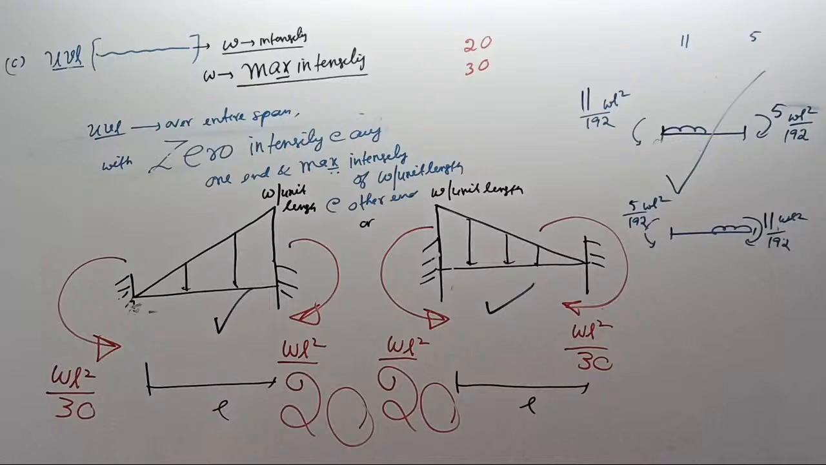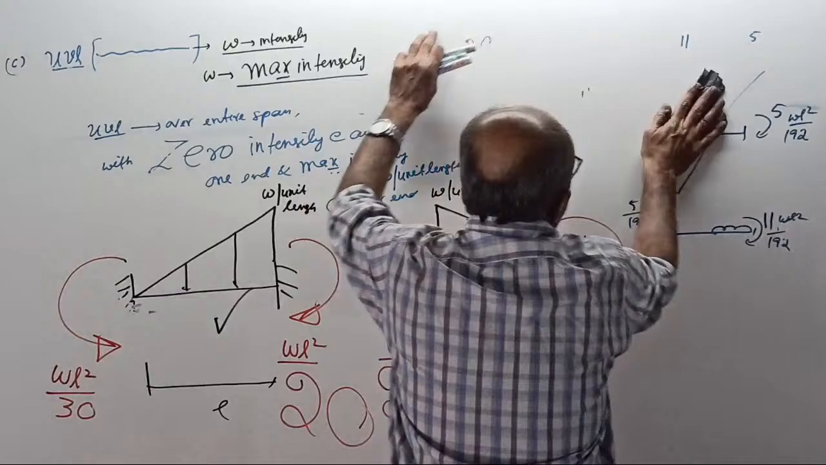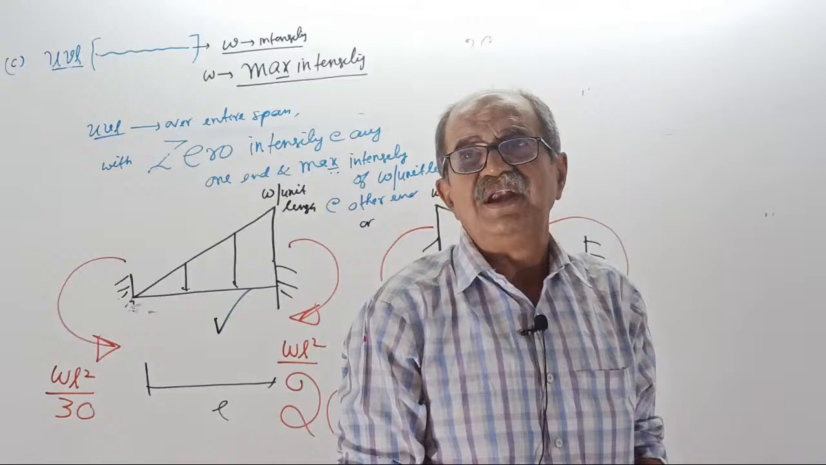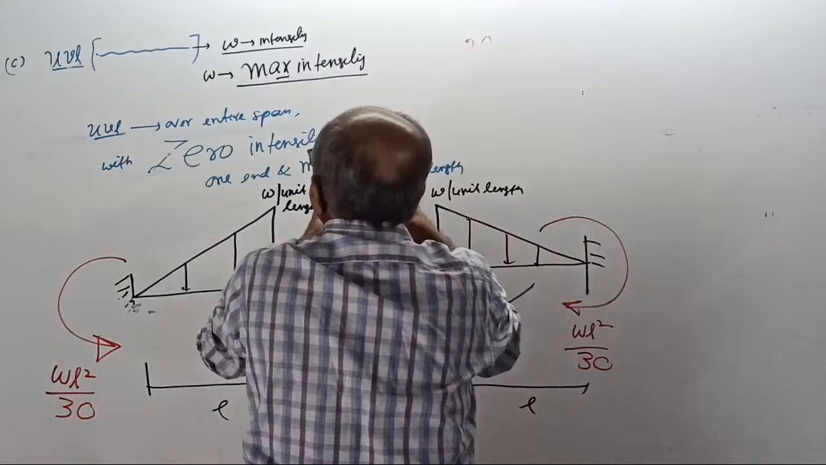Both clear? Yes, okay. Now, there is one more case. Some will ask, sir, if it is partial UVL, what to do? Partial UVL, no formula. If it comes in the method, I will tell you, by integration you have to do it. That I will take up in the method. Standard is not there.